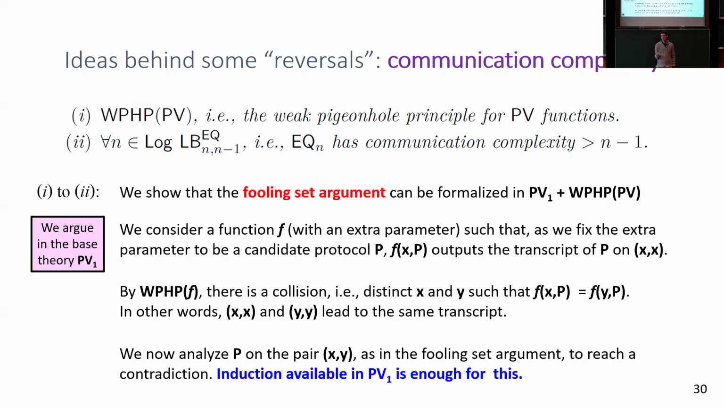Now we apply the fooling set technique to reach a contradiction. For this final step, you need to do some proof by induction on what happens to the protocol as you're running it with different input pairs. That can be done in PV because we can do induction for polynomial time predicates on the binary notation, and the binary notation here is the bits of the protocol. So that's how you prove a communication complexity lower bound from the pigeonhole principle in the base theory.